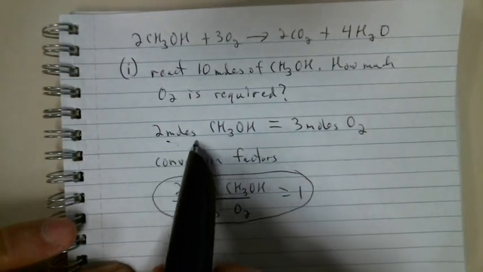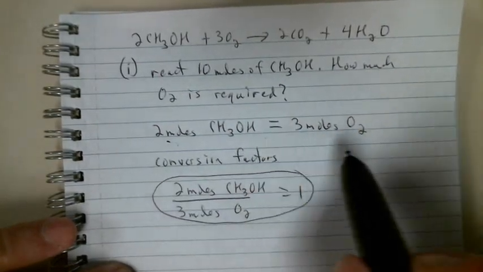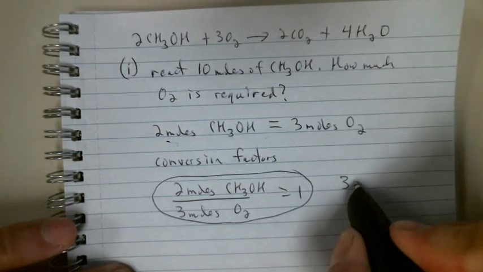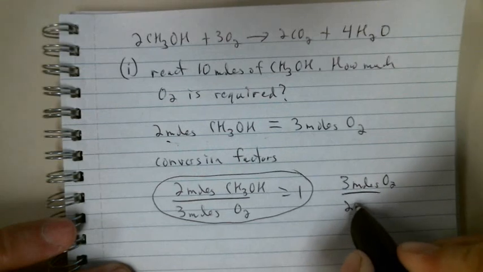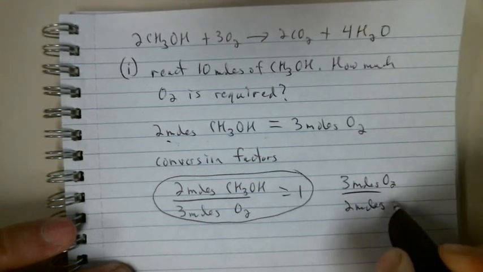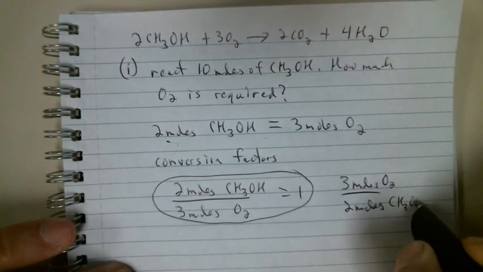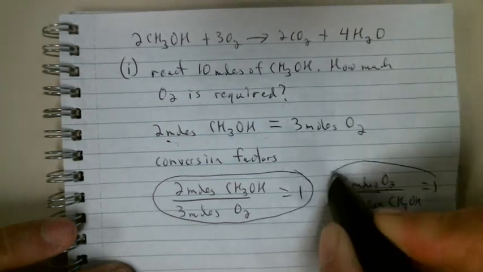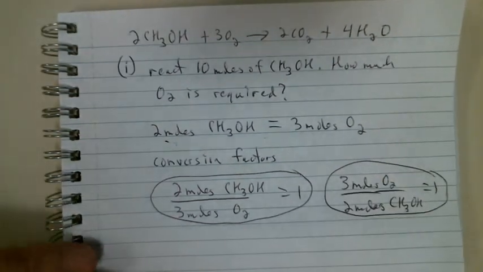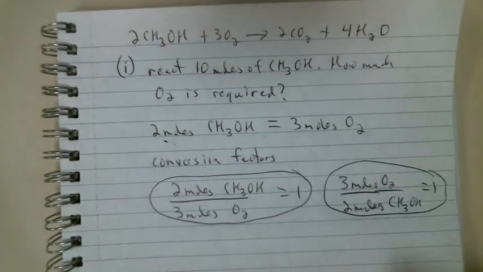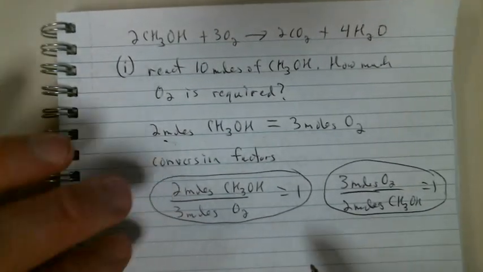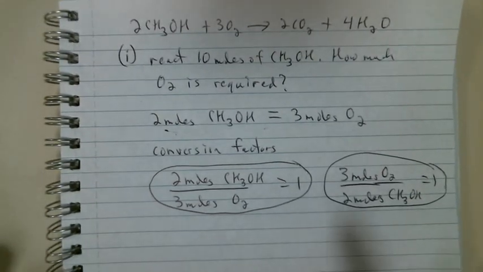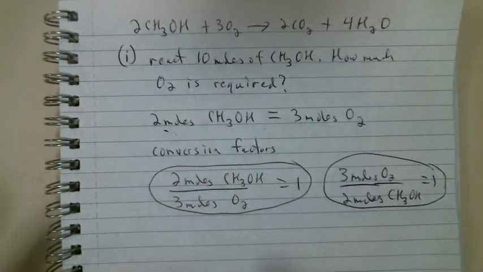Or we could divide by the moles of methanol and bring that over. So that means we'd have 3 moles of O2 over 2 moles of the methanol. And that's equal to 1. So those are our 2 conversion factors. And pretty soon, if you do this a few times, you'll get the idea that we can have it either way.